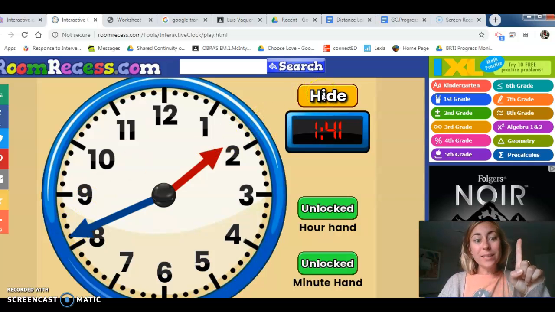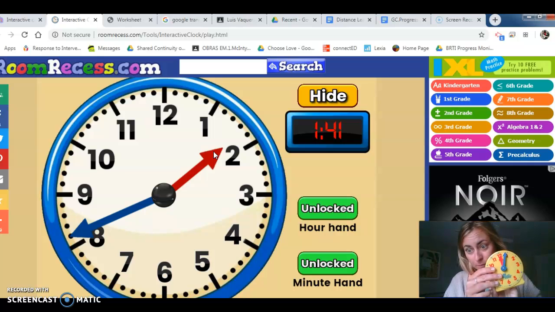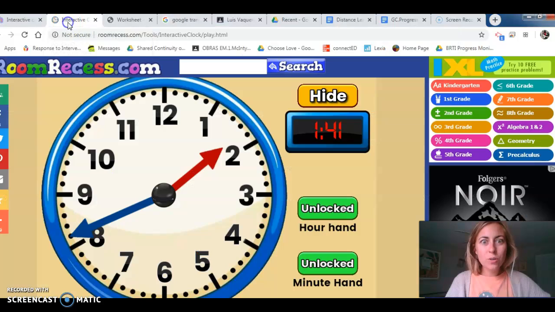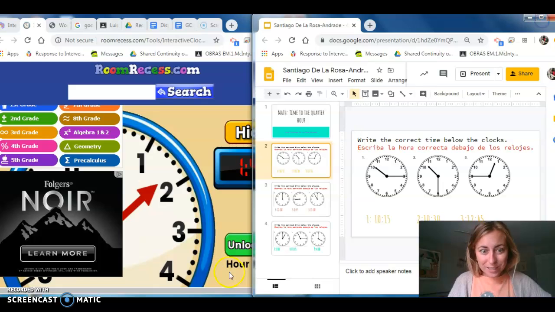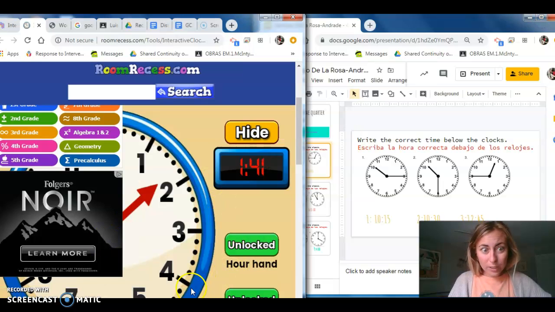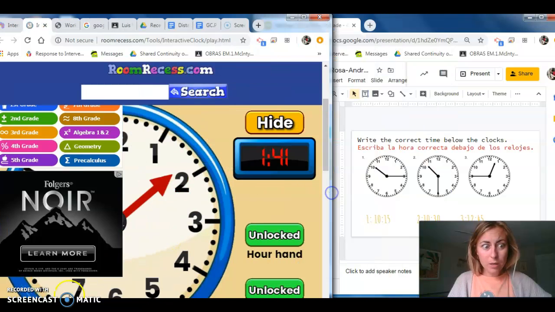Let's do one more practice, and then you're going to do the same thing on your Google worksheet. The same worksheet as before, where you see a clock, and then you type in the time. You can always use this resource to help your thinking by matching what the clock looks like on your worksheet to the clock on this. I want to show you Santiago's work from earlier this week, and we can see how he uses this really cool resource to help his thinking. So I'm going to make it a little bit bigger.